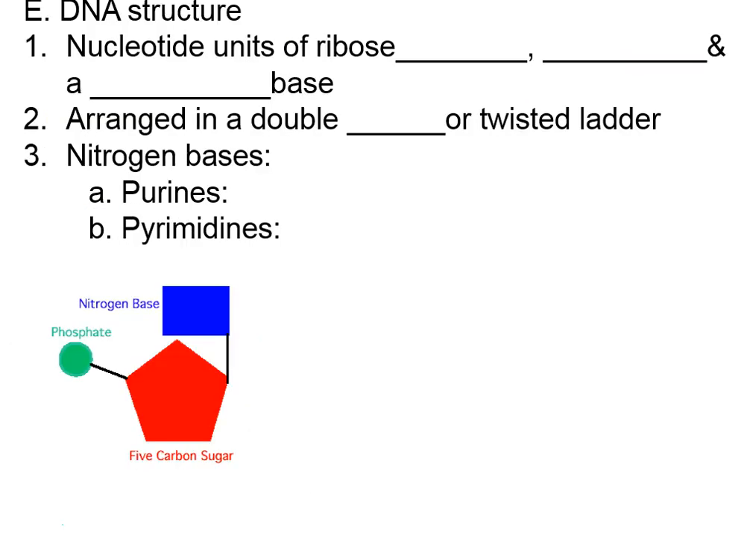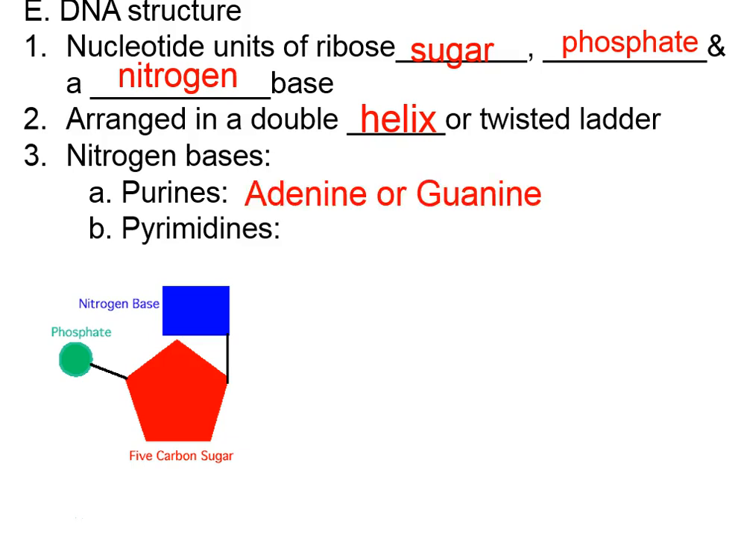So let's talk about DNA and what it looks like. DNA, if you remember from chapter 2, is a nucleic acid, and all nucleic acids are made of nucleotide units. If you look down at the bottom of the screen, this is an example of a nucleotide unit. It's a phosphate, a sugar, and a nitrogen base, and we arrange these so that they form a double helix or a twisted ladder.